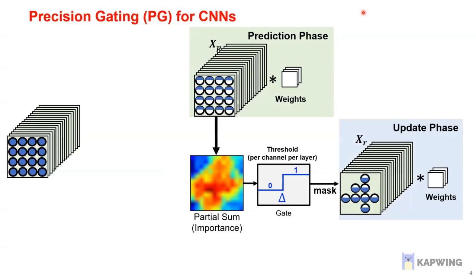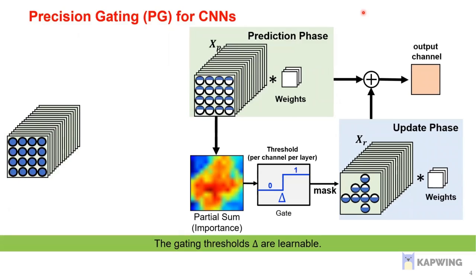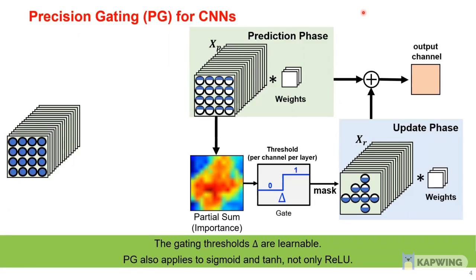In the update phase, we do a sparse update using the mask and increase the precision of those important output features. And finally, we combine the results from both paths and generate the output features. The good thing is the gating thresholds are trainable, so they learn to adjust themselves to the activation distribution. Also, this method works for different activation functions such as sigmoid and tanh, not only for ReLU.